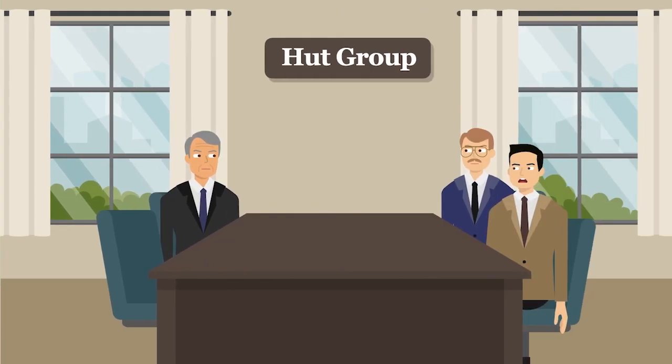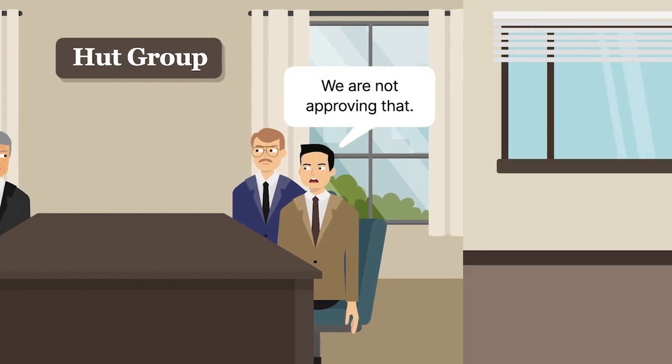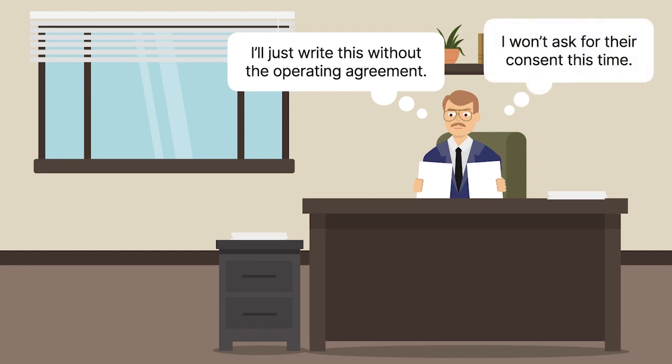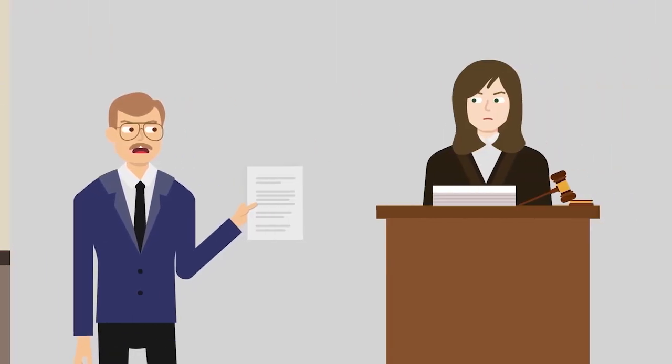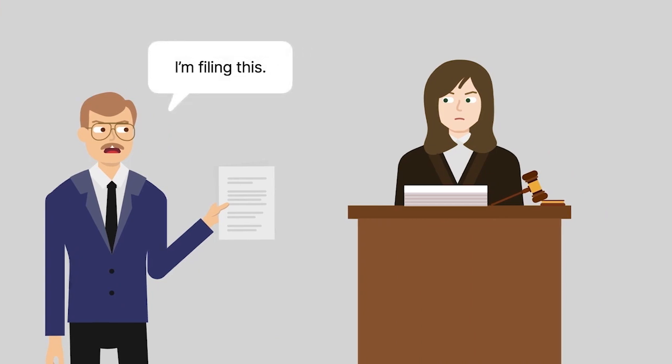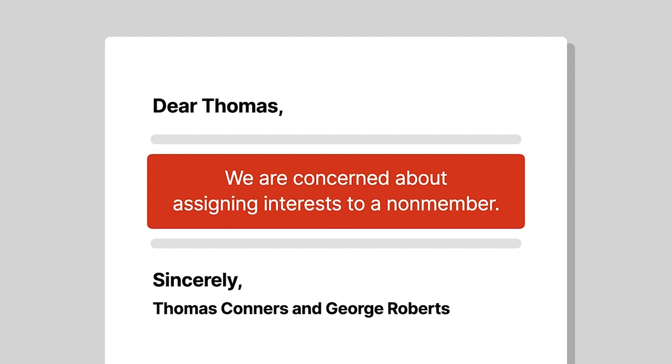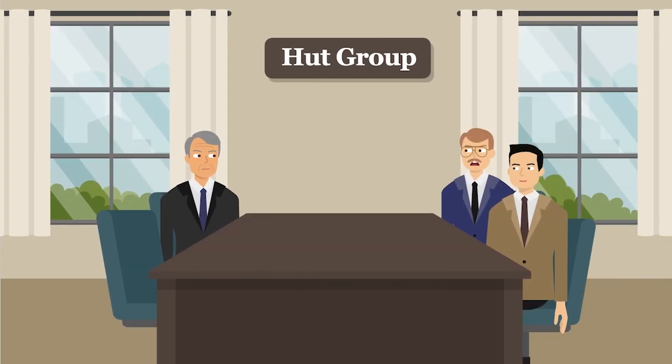Banner drafted an initial instrument to this effect, but Connors and Roberts wouldn't approve it. Banner then drafted a second instrument without reference to the operating agreement. Banner didn't seek Connors's and Roberts's consent and filed the second instrument with the divorce court. Upon learning of the second instrument, Connors and Roberts expressed their concerns to Banner. After some negotiation, Banner agreed to sell his interest to Connors and Roberts.